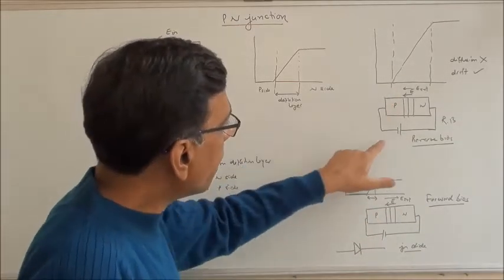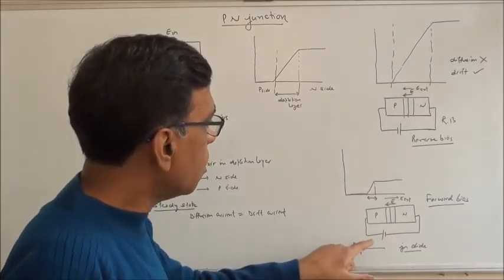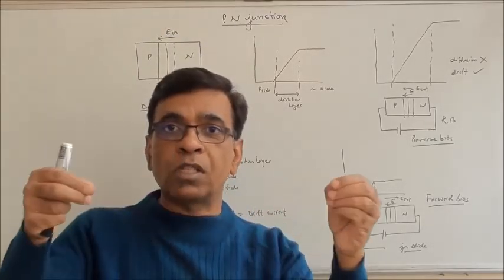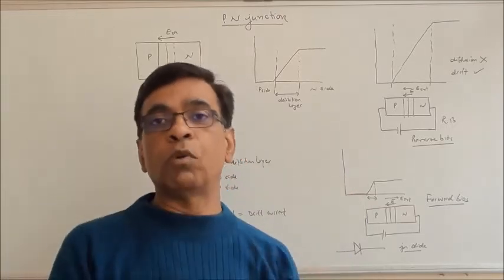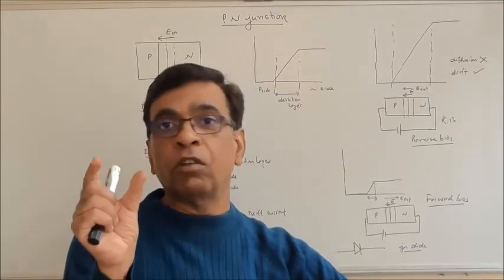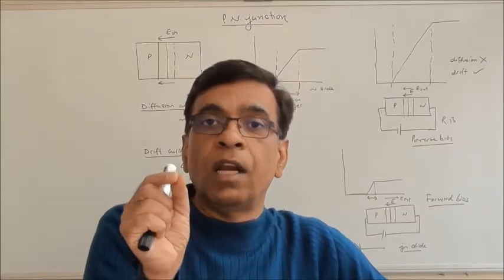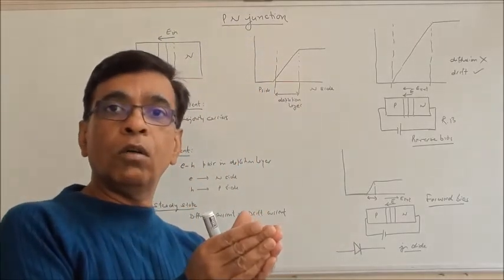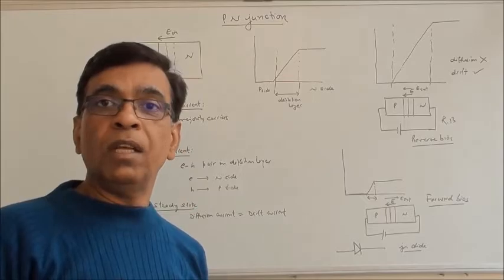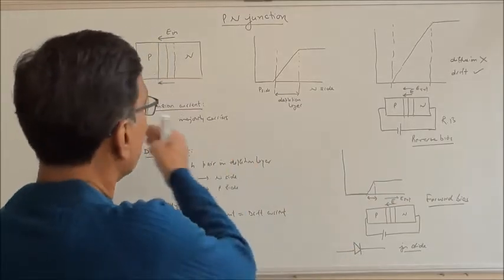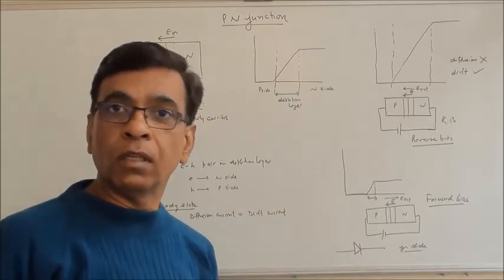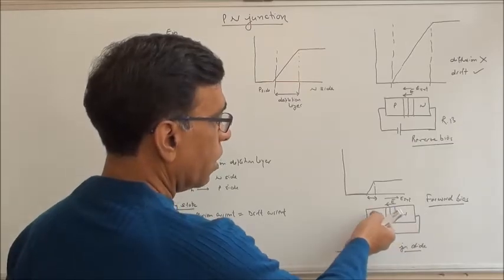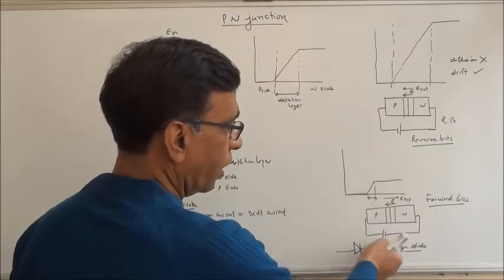What if P is connected to positive and N to negative? Then there is a field opposite to the internal one. The internal field was pushing the electrons and holes away, while the external field pushes them towards the junction. Now the width of the depletion layer will start decreasing, and the moment the external potential exceeds the internal potential, the depletion layer will no longer be there. Electrons will be able to cross the junction, holes will be able to cross the junction, and a current starts flowing in the junction. This is how electrons are moving, so current will be flowing like this.